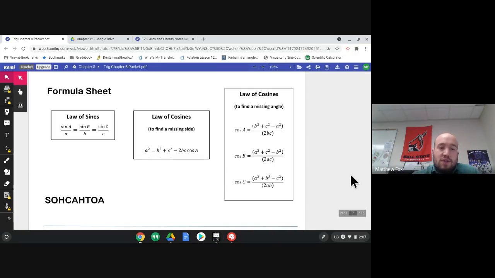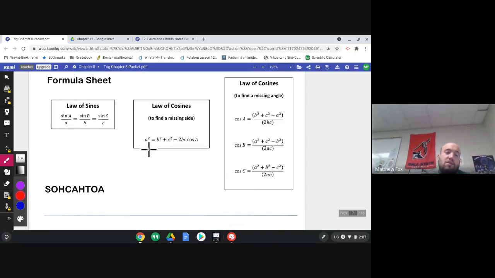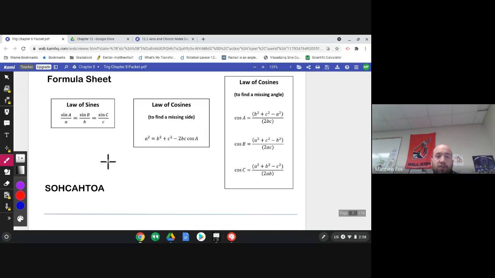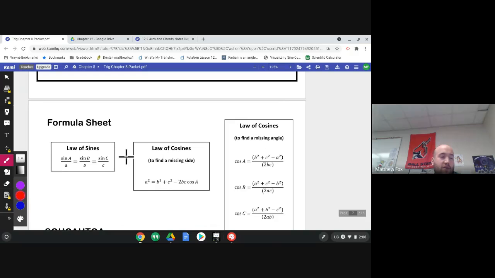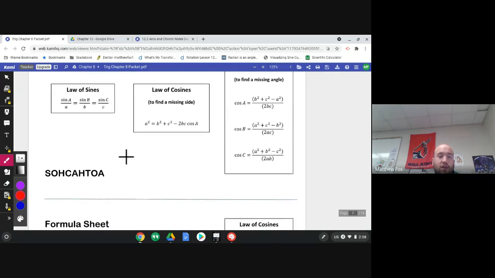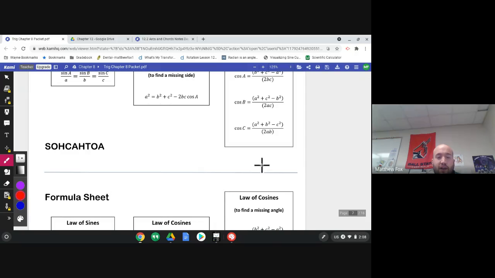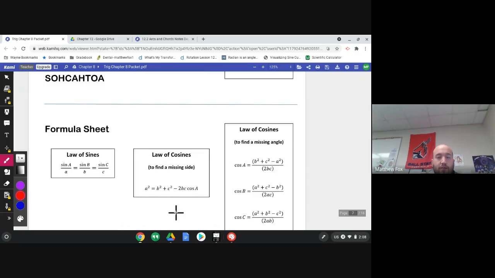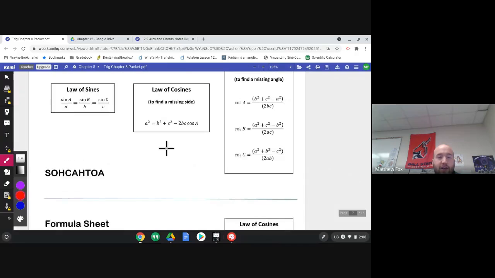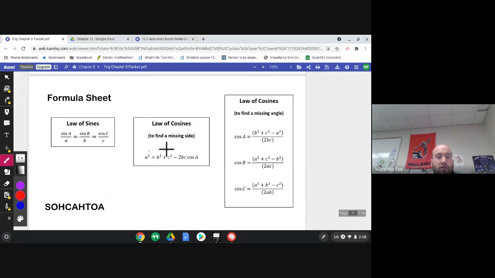As we learn more about these different types of triangles and ways to solve them, it can get messy, and we might have a hard time keeping them straight. The first one we talked about was SOHCAHTOA, and the big thing about SOHCAHTOA is that it's a right triangle. This is on the next page in your notes. It's a formula sheet. If you want, you can tear it off, and that way you'll have a copy you can keep out and a copy in your packet.